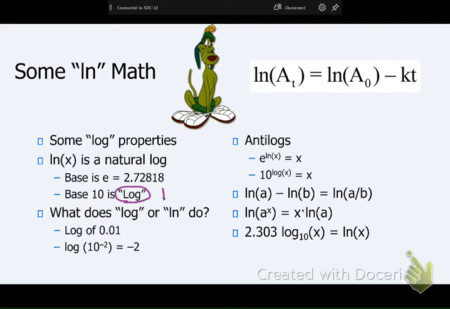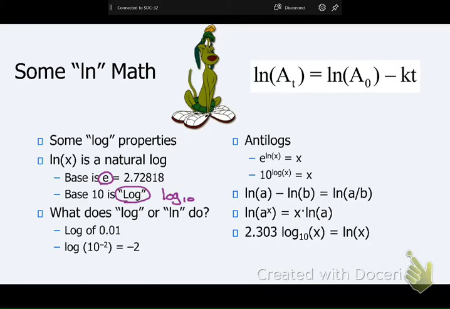Mathematicians would tell you it's actually this. And they're right. But if you look on a calculator, it doesn't have the 10 there usually. It just has log. Natural log is base E. So what does base mean, right? Base E. So that's the natural log.